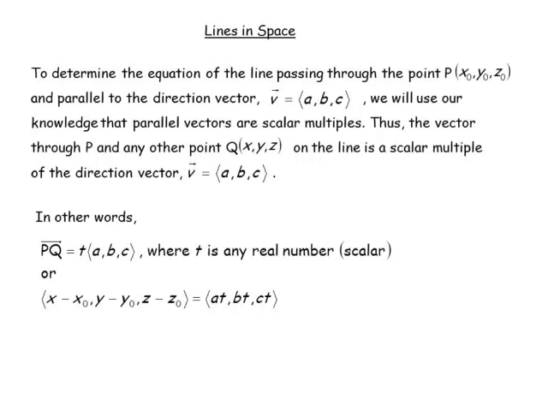So when we write the vector PQ, it's going to be a scalar multiple of the direction. We can also use the fact that we are finding our vector by taking the terminal point minus the initial point. That's what you see highlighted right here. And then this last vector is just that scalar multiple multiplied through.